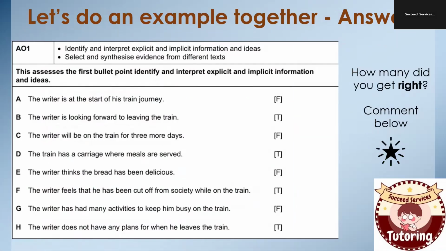Okay, here are the answers. Now, quite often the first few are really obvious, and usually there's one that's a little bit trickier. If you get stuck, cross off the ones you definitely know aren't right. And then when you're down to 2 or 3, reread the text. Comment below how many you got right first time.